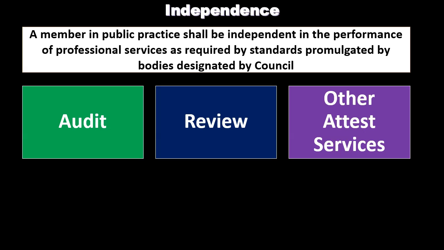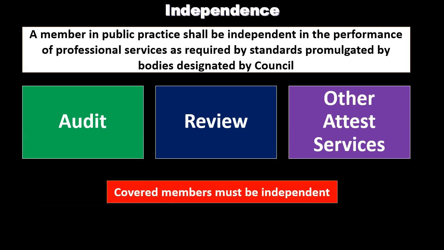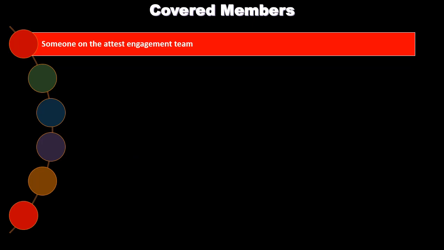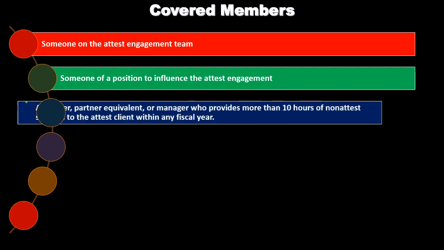So independence, of course, is a big deal when the service we're providing is an opinion on something like, say, the financial statements or some other area. Covered members must be independent. So what is a covered member? Covered members are someone on the attest engagement team. So if you have an attest engagement, such as an audit, it's going to be someone on the team. So when we are considering this independence issue, what are covered members with regard to it? It's got to be someone that's going to be on the audit team, someone in a position to influence the attest engagement. So if it's someone that has influence over the attest engagement, they are a covered member.